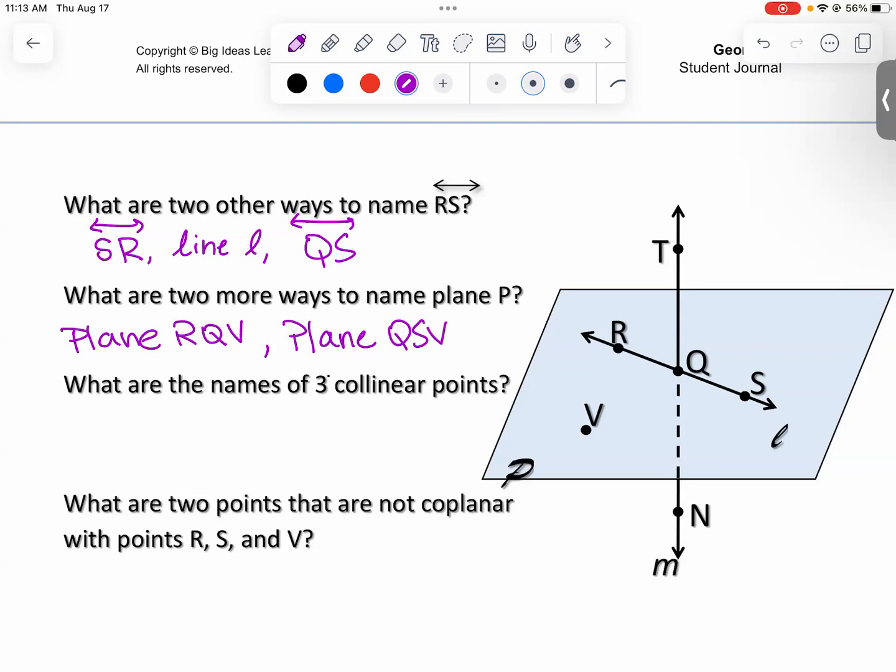Okay. The reason we did that leads us to question number 3. Our collinear points are R, Q, and S. They're collinear. I don't want you to pick 3 collinear points for a plane because that's technically not a unique name for it. I can fit a bunch of planes through there. Okay. What are the 2 points not collinear to R, S, and Q? N and T.